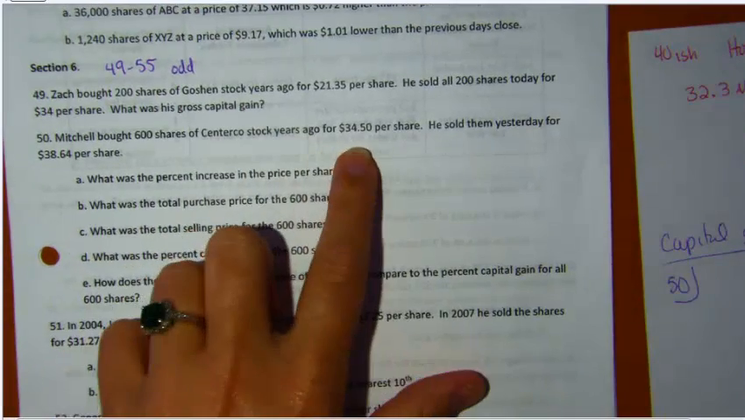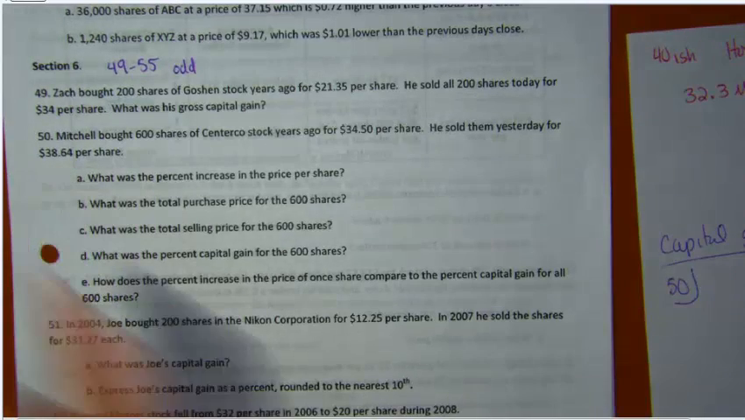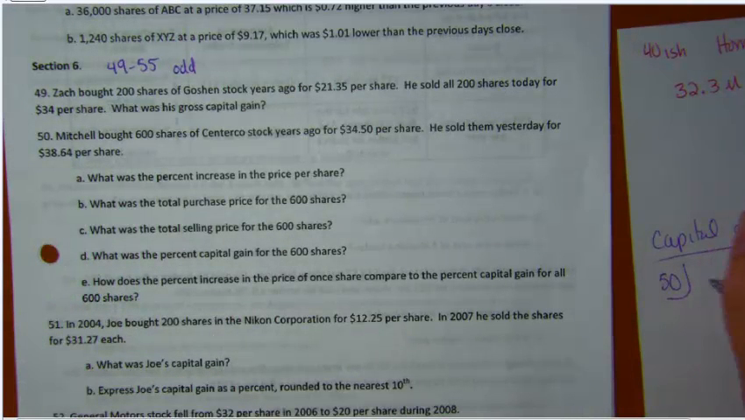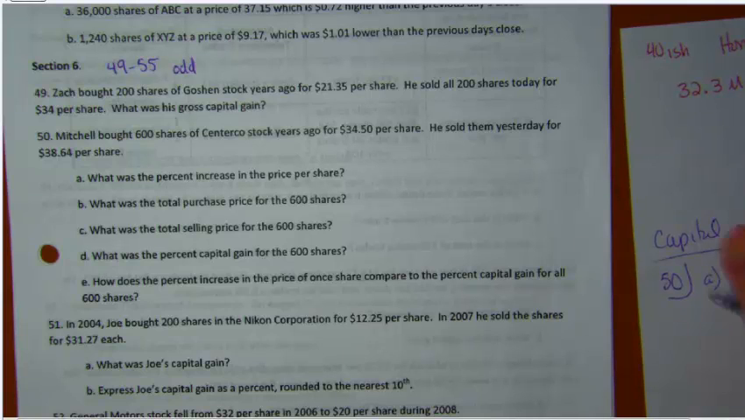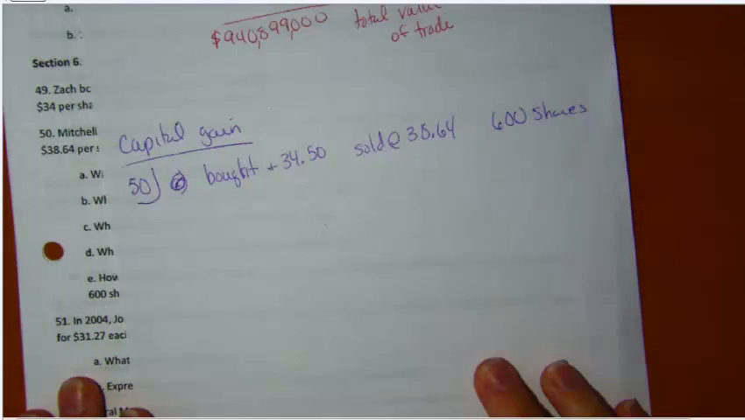Years ago for $34.50 a share, and he sold them for $38.64. So we want to know a percent increase per share. Okay, so let me write this down. They were bought at $34.50, sold at $38.64, and there are 600 shares. That's all of the information that we need from that problem.